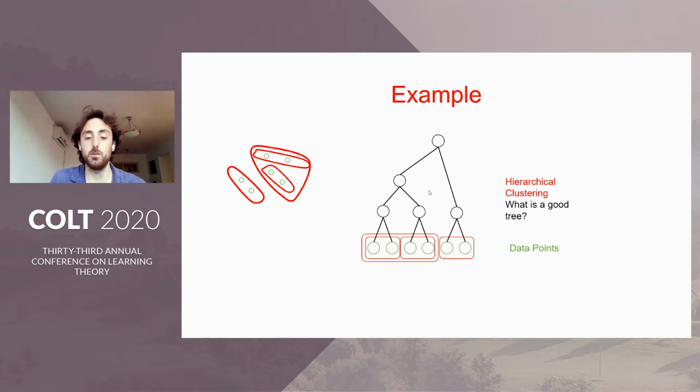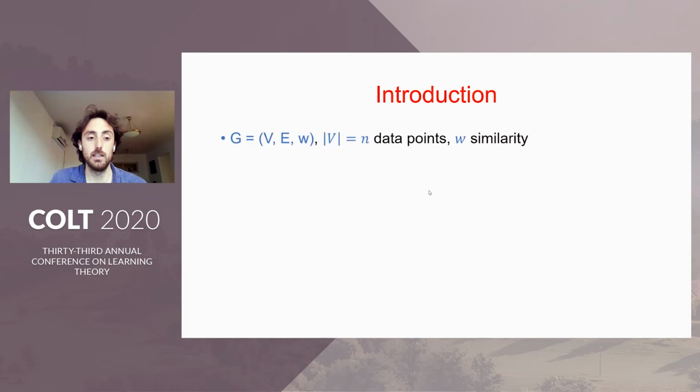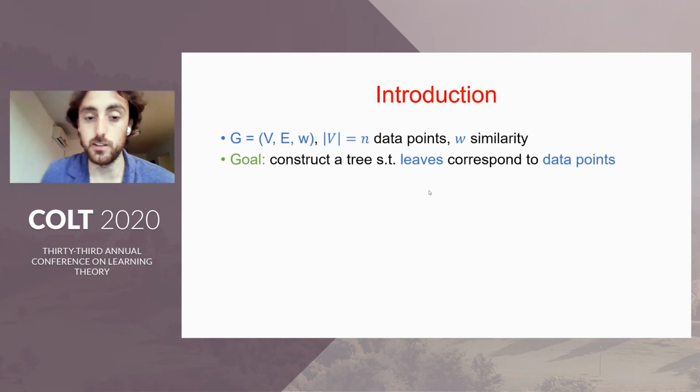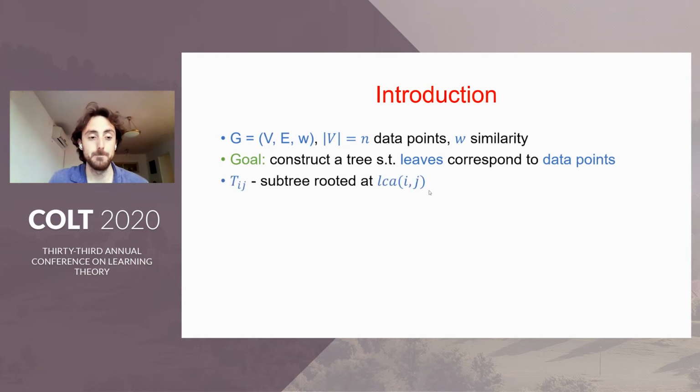So now that we defined what a hierarchy clustering tree is, or HC tree for short, a natural question would be to understand what a good HC tree is. Before we try to answer this question, first let's introduce some notation. Our problem is formally defined as follows. We're given a graph with edges and weights on the edges. The nodes of the graph represent the data points, and the weights on the edges represent the similarity between the data points. And our goal is basically to construct an HC tree such that the leaves correspond to the data points, right? Like the example we saw.